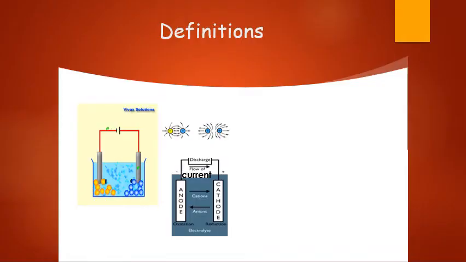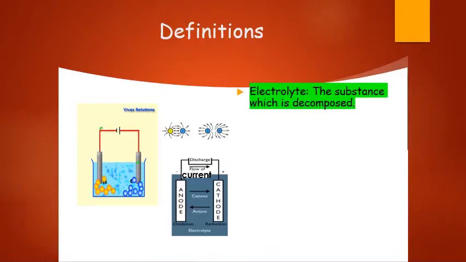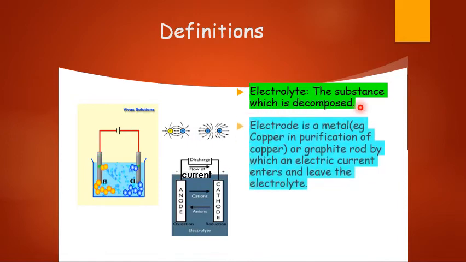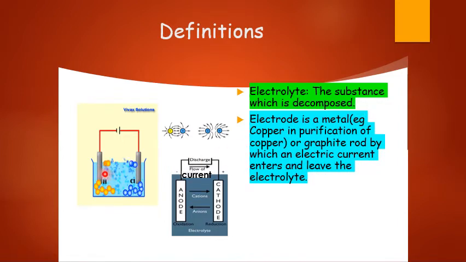So we have some definitions that are very important to us. The first one is the electrolyte. This is your electrolyte here. The electrolyte is your solution, the substance which is decomposed. That's your definition. Next one is your electrodes. These are your electrodes, which allow electricity to enter and leave the electrolyte.